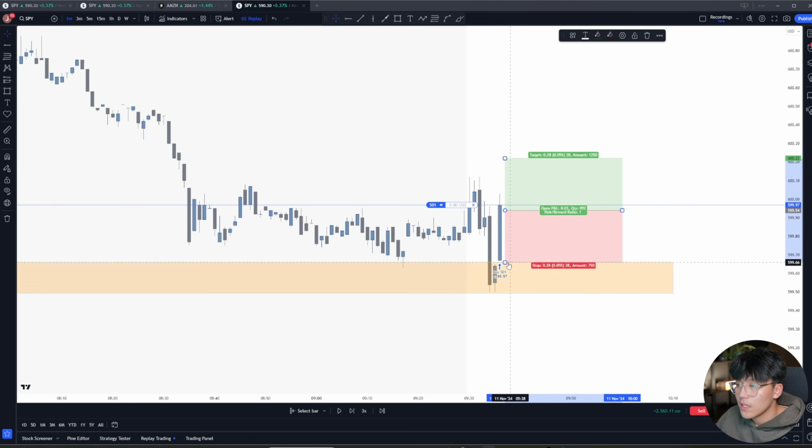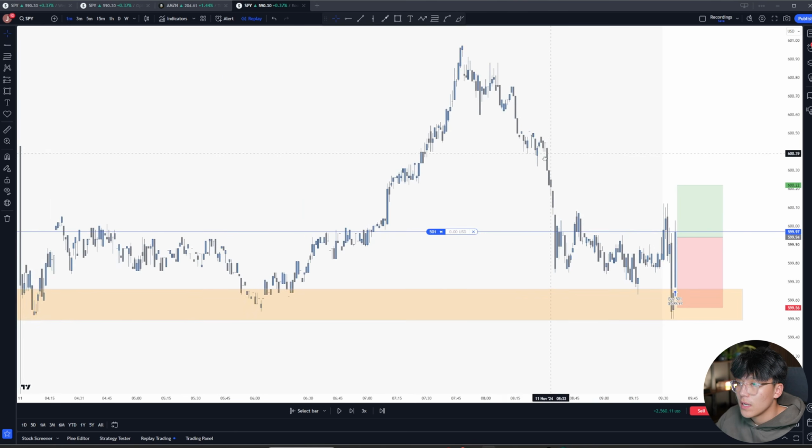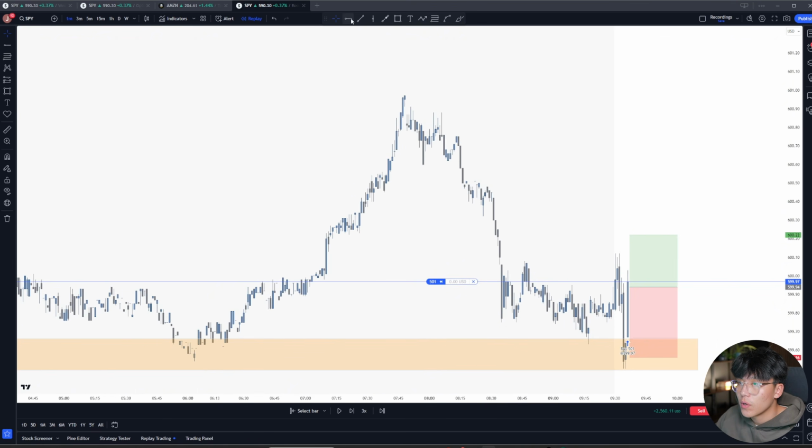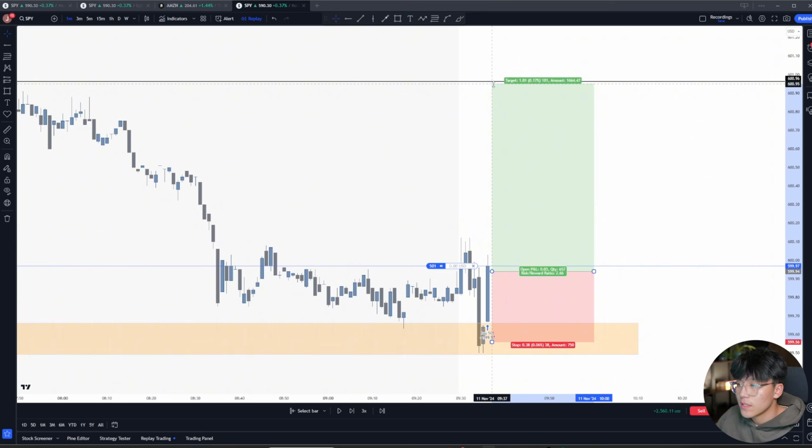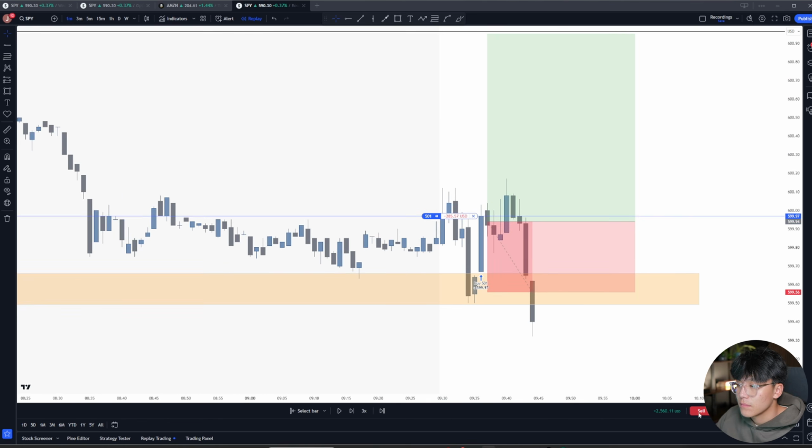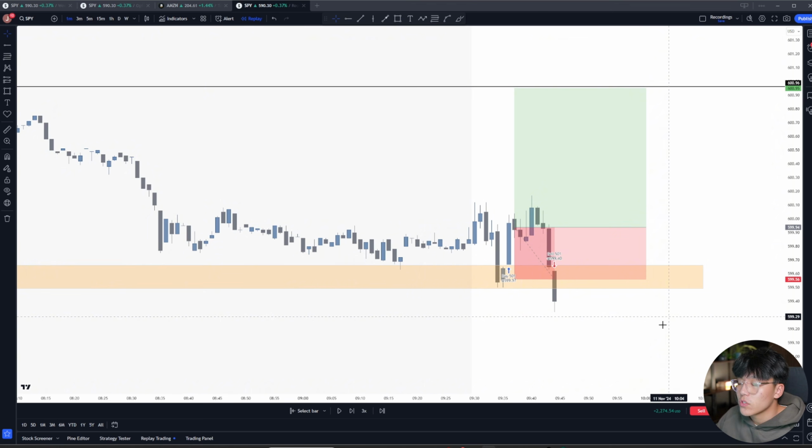Nice reaction off this area. Stop just to break below. And in this case, we can look to target your pre-market highs back towards the upside and drag this up. Now we can play out the tape. You can see right there, we would have ended up getting stopped out for a loss.